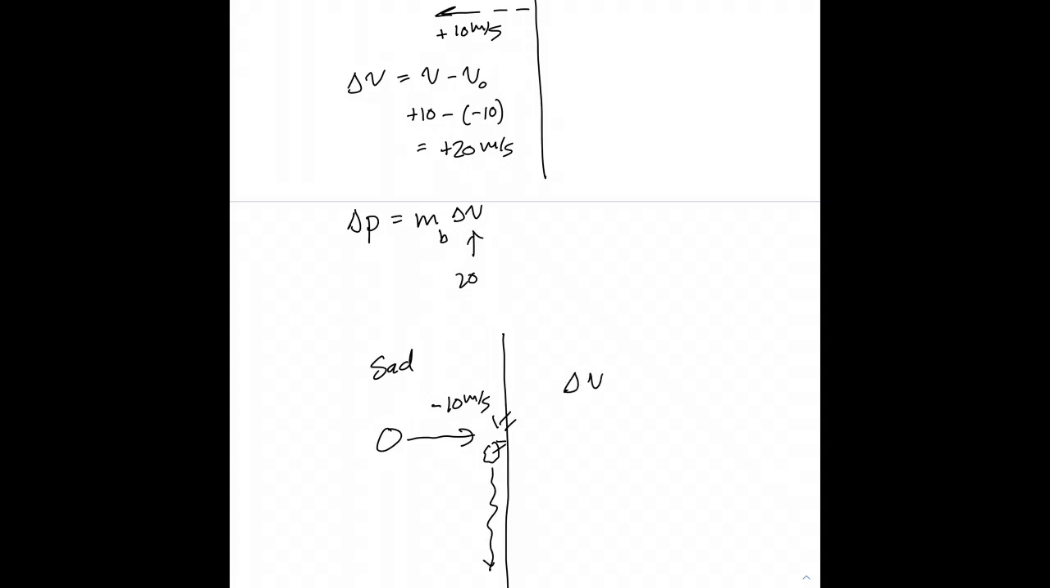Okay, what happens when I throw the sad ball against the wall? So it's moving to the right with a velocity of negative 10 meters per second, hits the wall, and basically just falls down to the ground. So the change in velocity in this case, final minus initial, would be 0 minus negative 10, which would give me a change in velocity of positive 10. So it's half the change in velocity it was in the case of the happy ball, right? Which means it's half as much momentum.